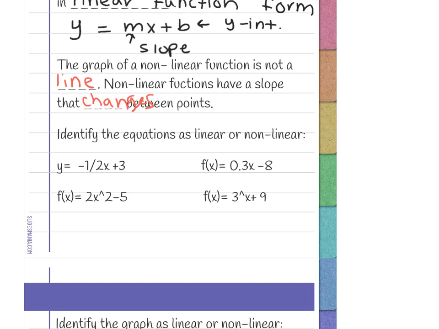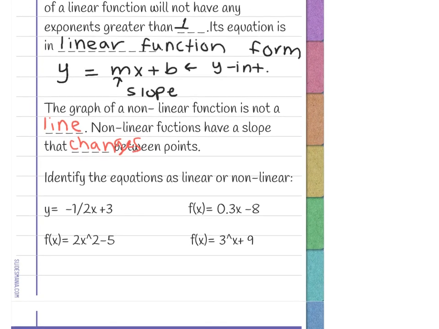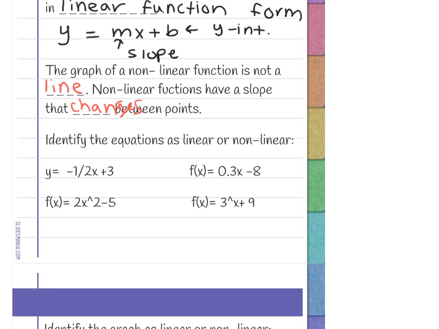It says identify the equations as linear or nonlinear. So let's look back at our notes. If it's linear, we said it's going to be a straight line with a constant rate of change. What is another word for rate of change? Well, that is slope, right? And the slope is going to be this part right here. So it has a constant rate of change, and the exponent is not greater than 1. The exponent here is 1, right? There's nothing there, that means it's a 1. So this one would be linear.